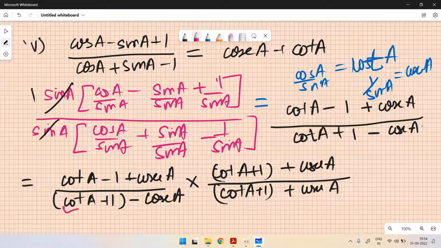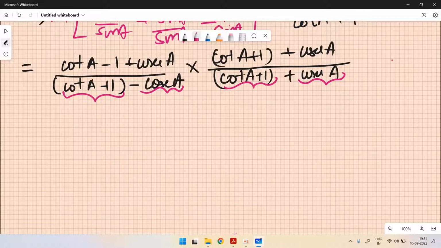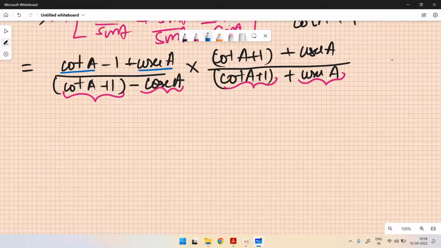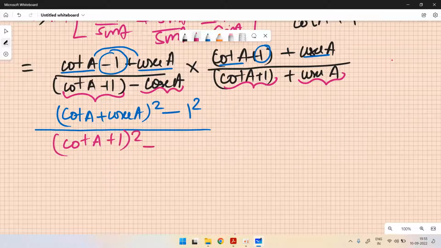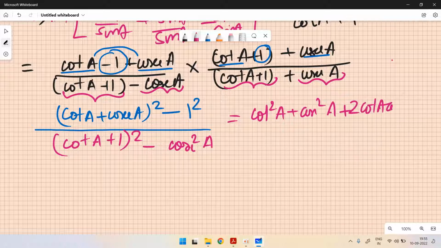Now from here you can see that this is A minus B, A plus B. So in the numerator I will take cosecant A and cot A as A, and there is minus here and plus there. So the expression becomes, in the numerator, cot of A plus cosecant of A whole square minus 1 square, and in the denominator, cot of A plus 1 whole square minus cosecant square A. And from here, using A plus B whole square, it is cot square A plus cosecant square A plus 2 cot A cosecant A minus 1, upon cot square A plus 1 plus 2 cot A minus cosecant square A.